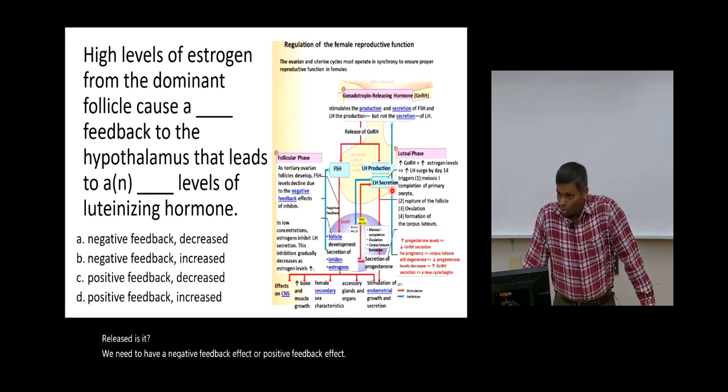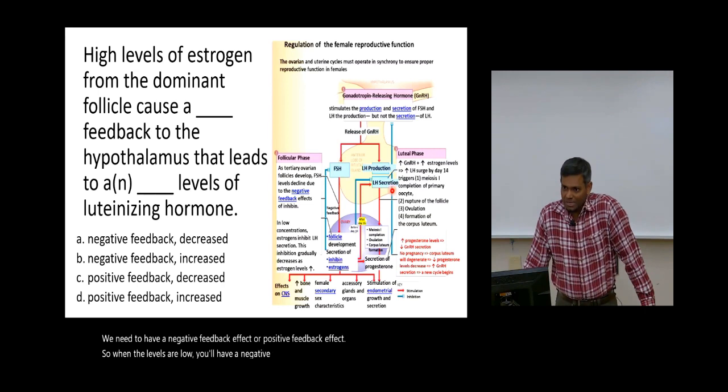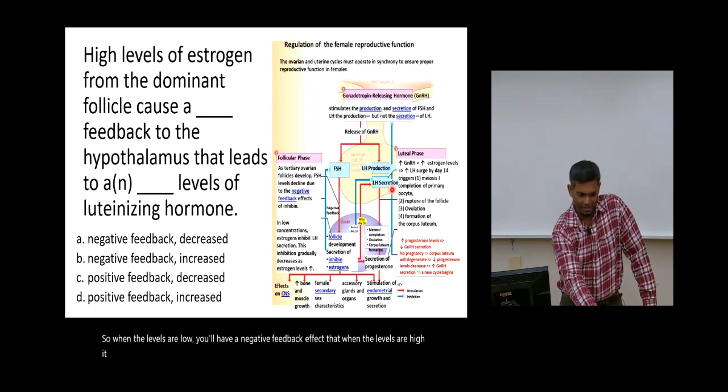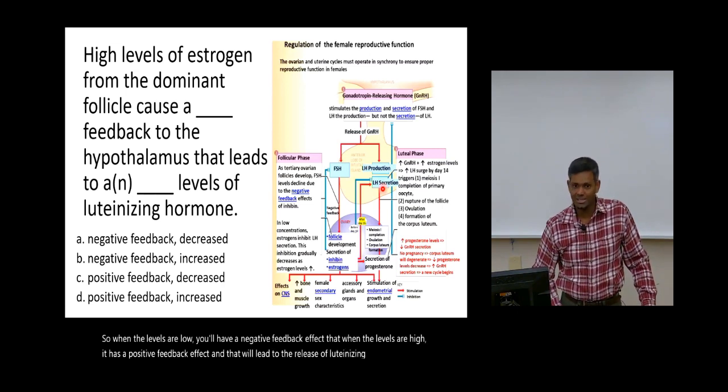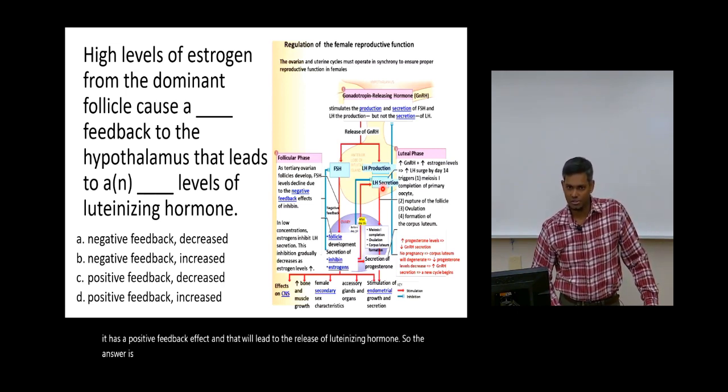So when the levels are low, it will have a negative feedback effect, but when the levels are high, it has a positive feedback effect, and that will lead to the release of luteinizing hormone. So the answer is D. Is that clear, folks? Yes?